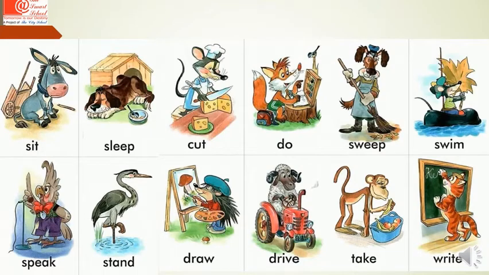Now look at this. These are the pictures that we have discussed in our previous lesson as well. What is the donkey doing? Sit. It's an action. Sleep, cut, do. A lot of you must be confused about why do is here. He is doing something, like wo kuch kar raha hai. He is doing the work, he is counting the bees and writing it down, so he is doing. So do is also a verb, it is also an action. Sweep, swim, speak, stand, draw, drive, take, write. These are some examples of verbs that you can see in these pictures.